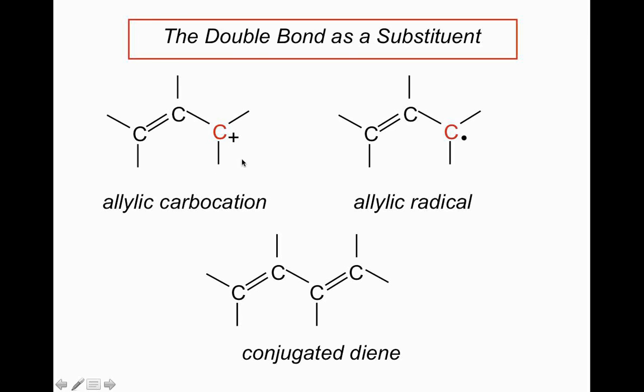Allylic carbons are carbon atoms, as we can see here in three different substituents, that are attached to vinyl carbons. So the allyl group is all three of these carbons together, and the allylic carbon is the carbon indicated in red. Notice the vinyl carbons are indicated in black. In some sense, we can think of allyl groups as substituents themselves, in which the allylic carbon is bonded to some other group. Here we have an allylic carbocation, here an allylic radical, and down here a conjugated diene in which the vinyl carbons of one alkene are actually allylic to the vinyl carbons of another alkene.